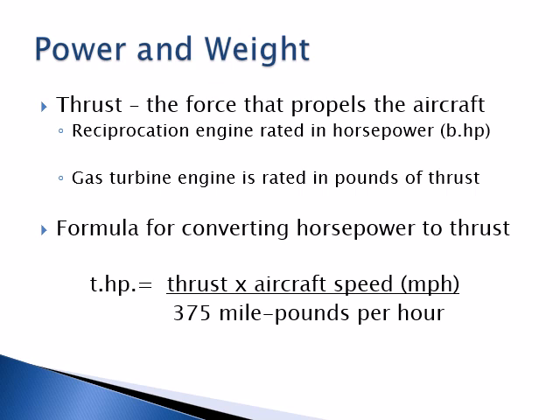To convert thrust to horsepower, use the formula shown here: thrust times aircraft speed in miles per hour, divided by 375. This allows a meaningful comparison between the power outputs of different engine types.